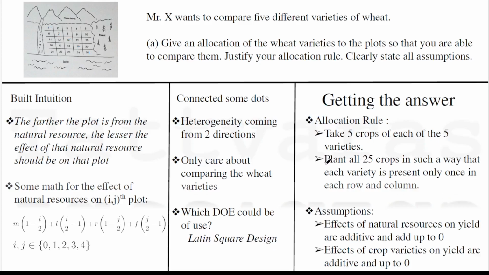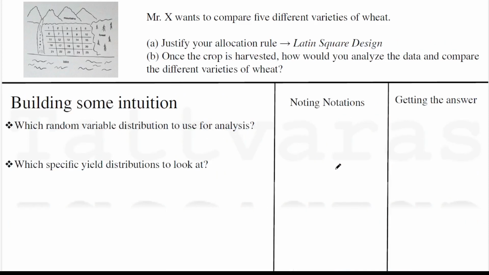And the assumptions which are also associated with Latin square design are that these effects of natural resources, when we do the statistical analysis, would add up to zero. And even the effects of different crop varieties, when mathematically expressed, would add up to zero. Now, this is a decent enough allocation. We move on to part B.